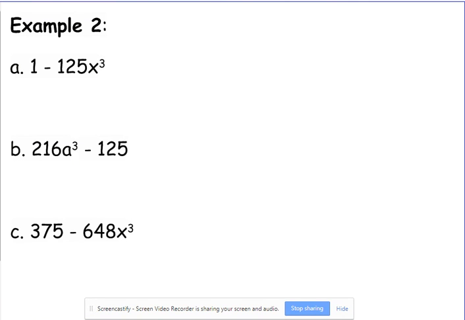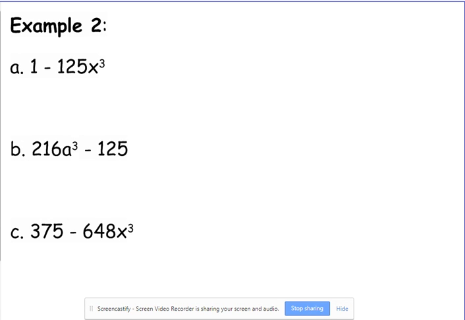Look, clear, I'm going to write out my work a little bit better this time so you have something to look back at. Okay, so 1 minus 125x cubed. You've got to be a little bit more careful with it. You definitely do not need to switch the order on this one.